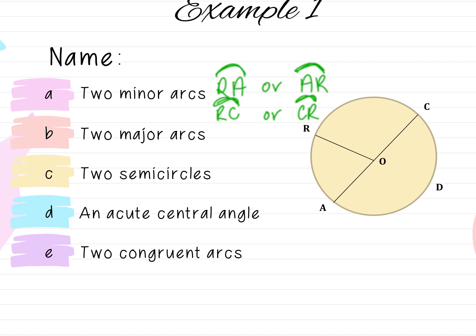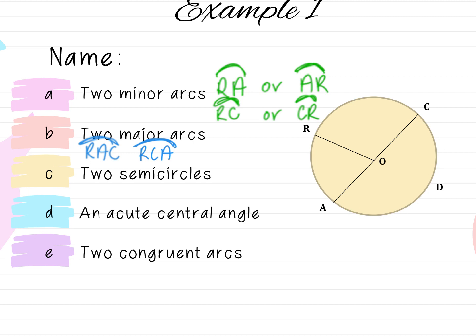Major arcs. Who could give me one major arc? One major arc, just one. Okay, I'm going to have RAC. Okay, that's telling me I'm going from R to A to C, so it's going this way, which is a major arc. Who could give me another one? Okay, RCA, arc RCA, so I'm going to put my arc symbol. So here's R, C, then going to A. This is another one.